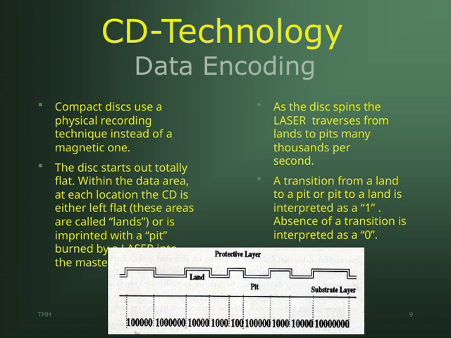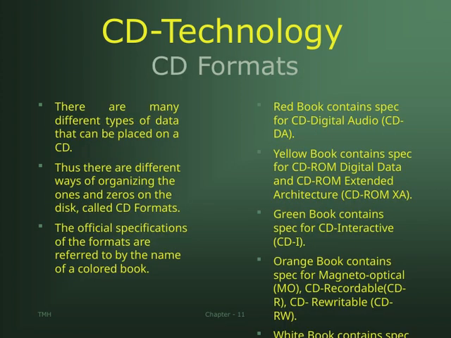0. This physical encoding method allows data to be stored and read accurately by the laser, making CDs a reliable medium for digital storage. So, understanding this transition-based system is key to grasping how optical data storage works at a fundamental level. Let's take a closer look at Chapter 11, which focuses on CD technology and formats.